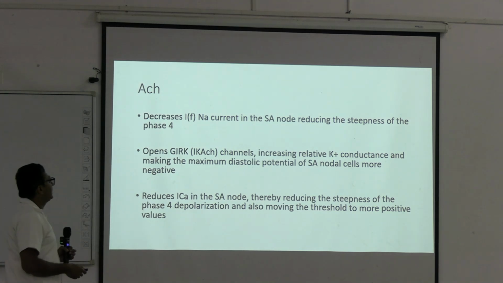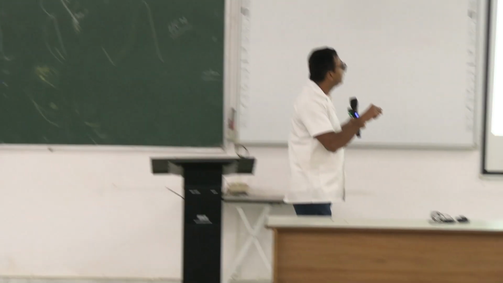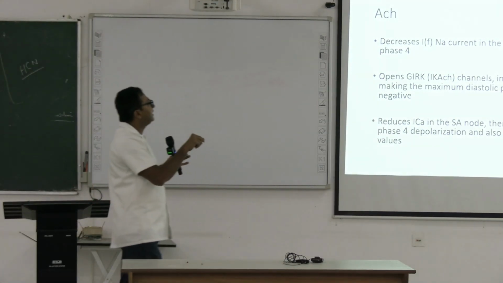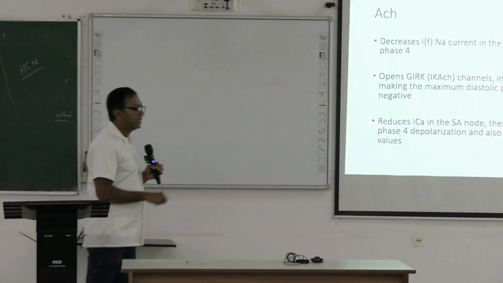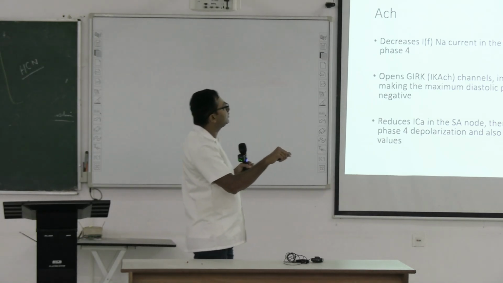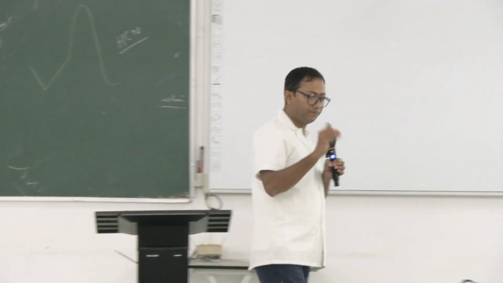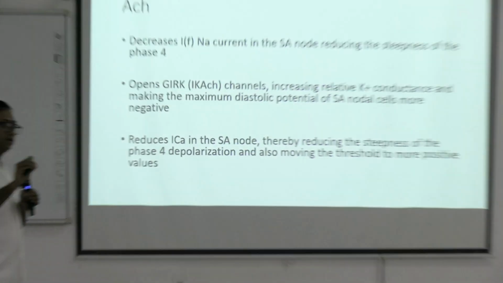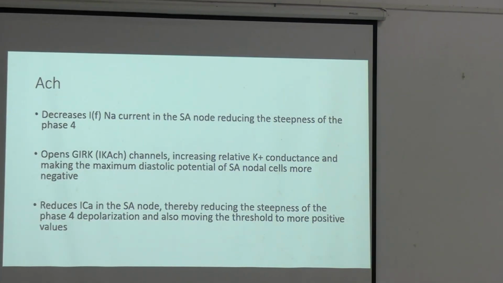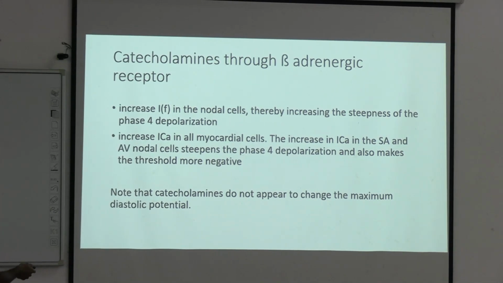Okay. Now the effect of acetylcholine. What acetylcholine does to the heart? Okay. So acetylcholine, just remember the fast action, that will be okay for you. So acetylcholine decreases IF current, funny current, okay. So acetylcholine decreases funny current in the SA node, reducing the steepness of phase 4. So if you give acetylcholine to the patient, the steepness of SA node pacemaker potential falls and there is reduction in heart rate, right?